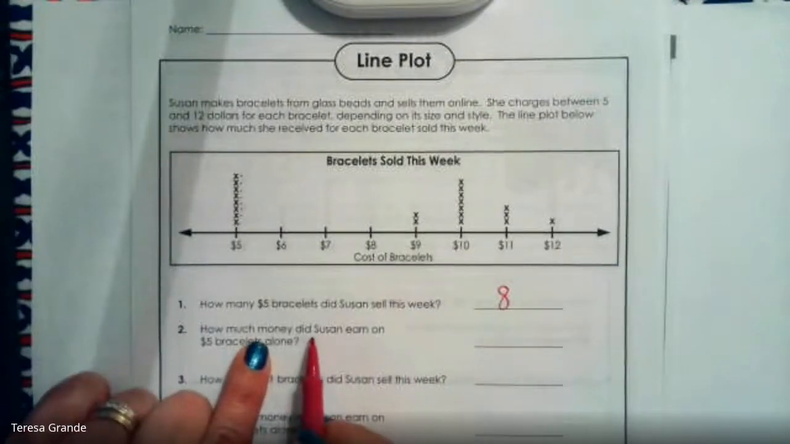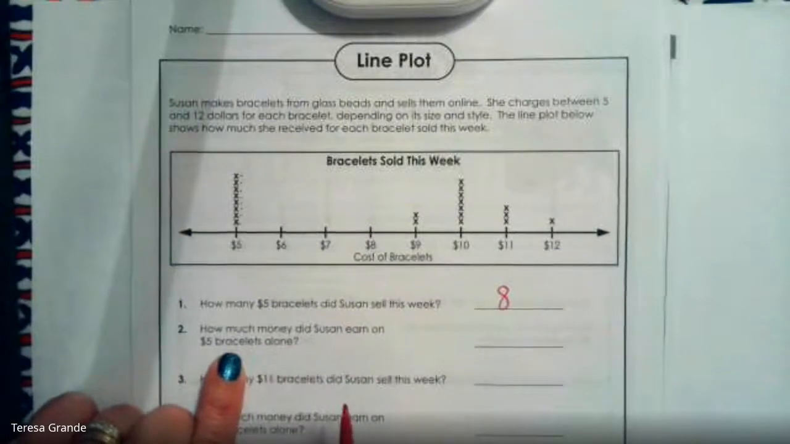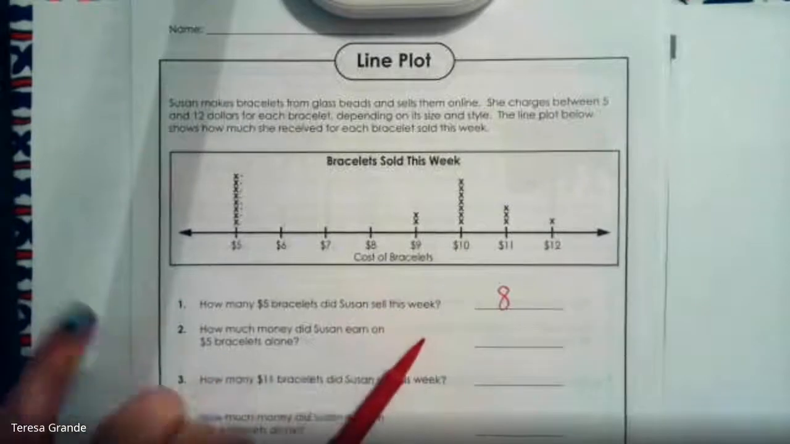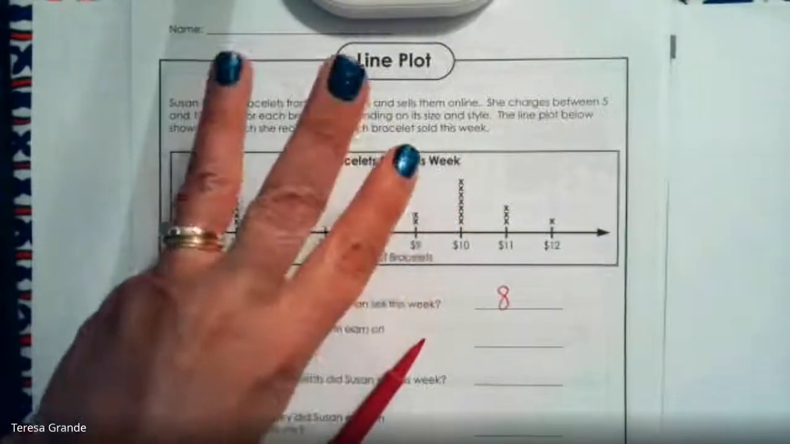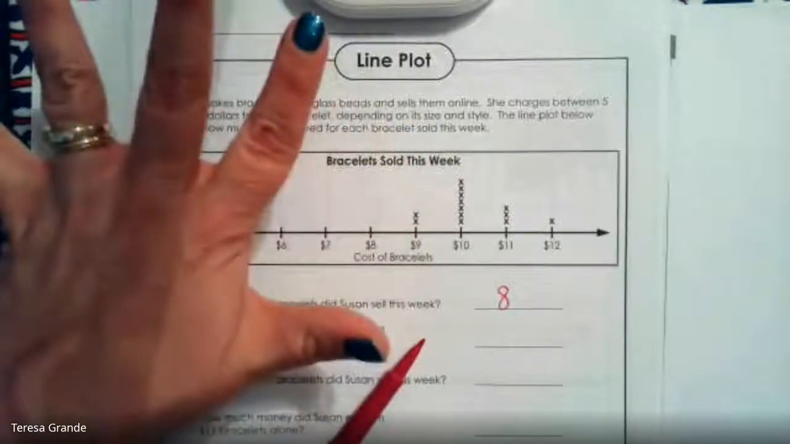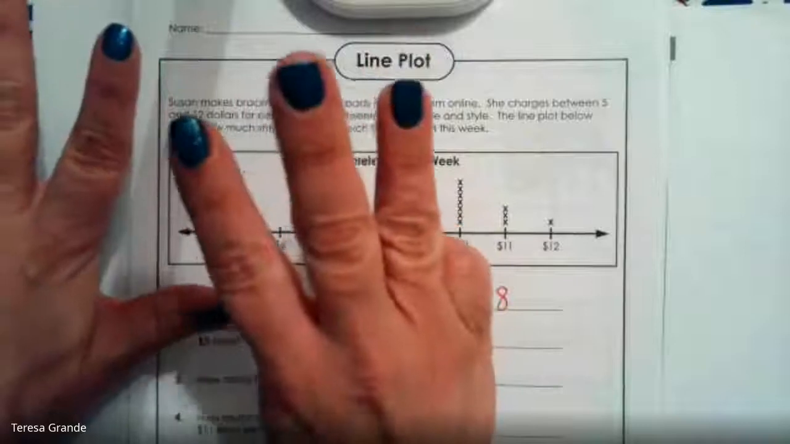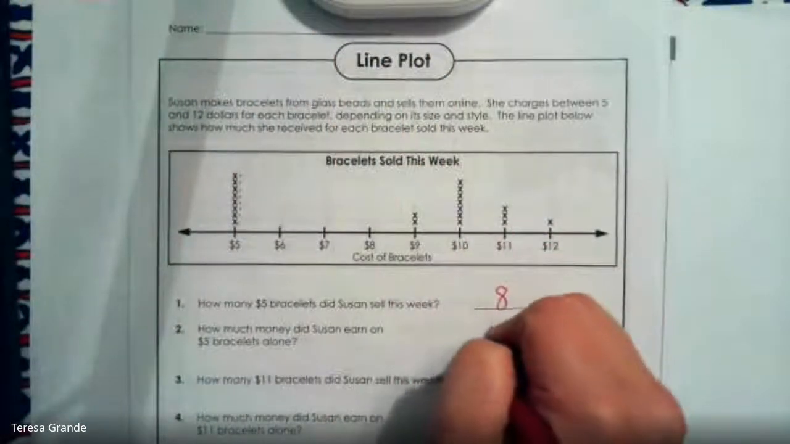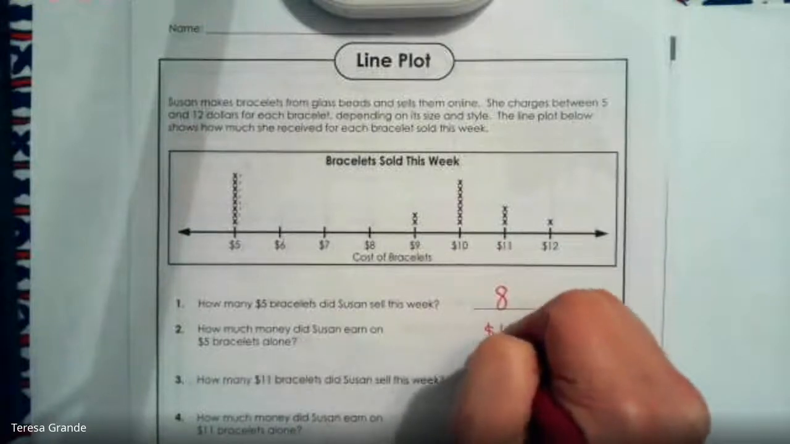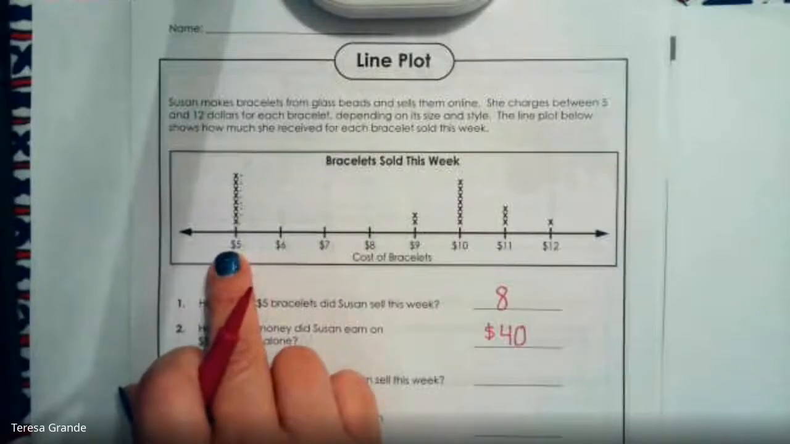How much money did Susan earn on $5 bracelets alone? Now let's count by 5s. 5, 10, 15, 20, 25, 30, 35, 40. Exactly. She made $40 selling 8 $5 bracelets.